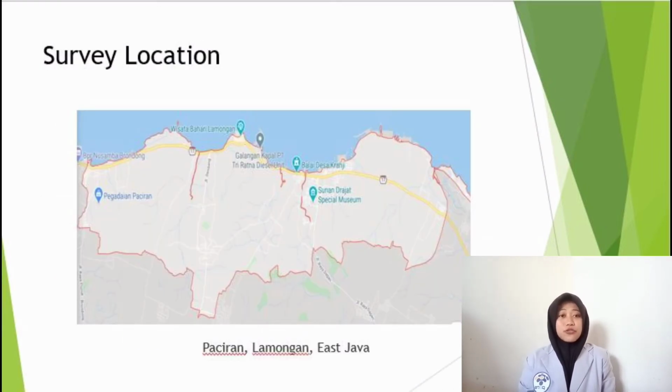Next is survey location. First is surveying the location for the research. The location I use for the final project is in Paciran Lamongan. This location has a total area of 61.303 km and is chosen because it is located on the coast, which is in accordance with the final project theme, that is Smart Island that focuses on smart village.